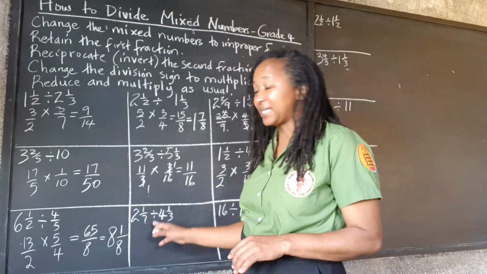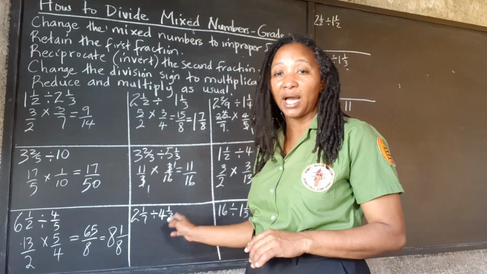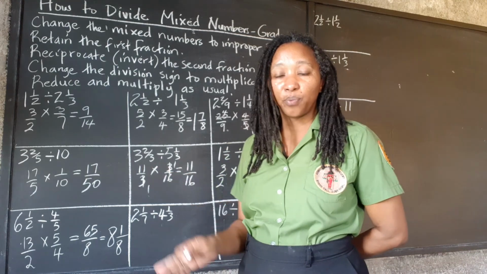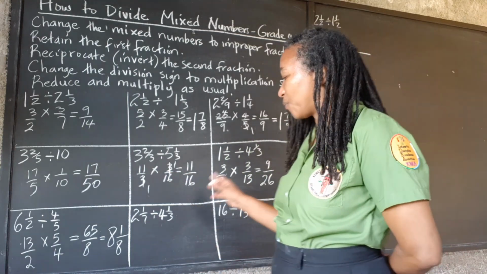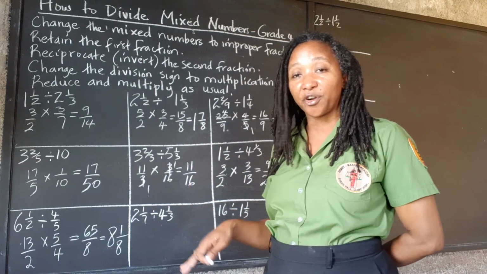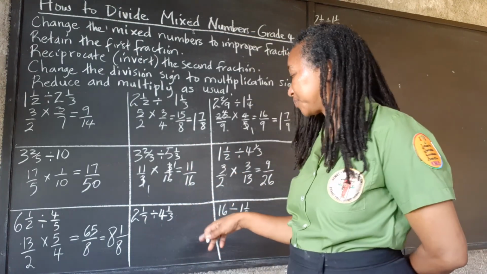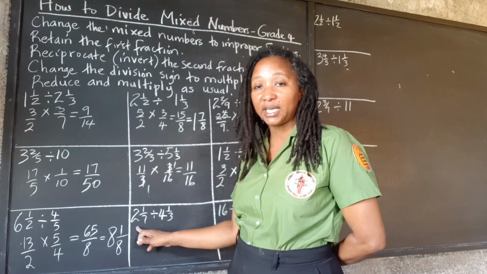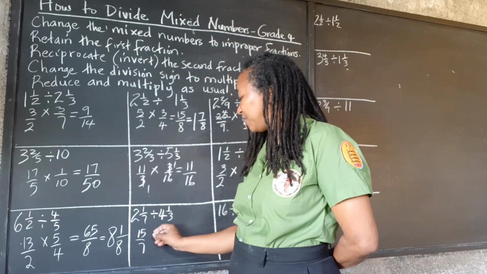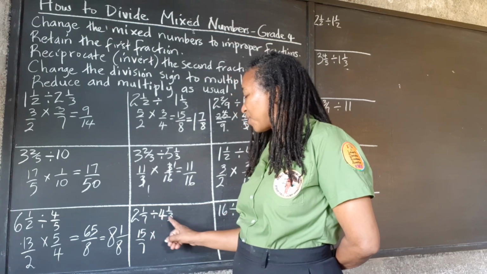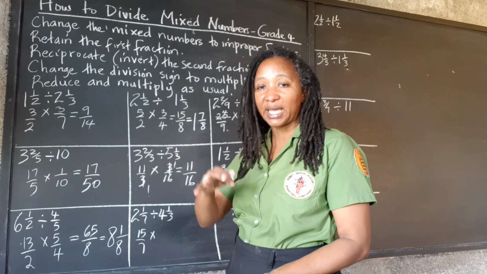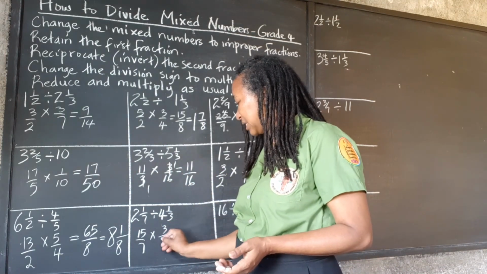2 and 1/7 divided by 4 and 1/3. We're changing them to improper fractions. Then we're going to change the division to multiplication, and we're going to invert the second improper fraction. 7 times 2 is 14 plus 1, 15 over 7. Change the division to multiplication. 3 times 4 is 12 plus 1, 13 over 3. Reciprocate that: 3 over 13.